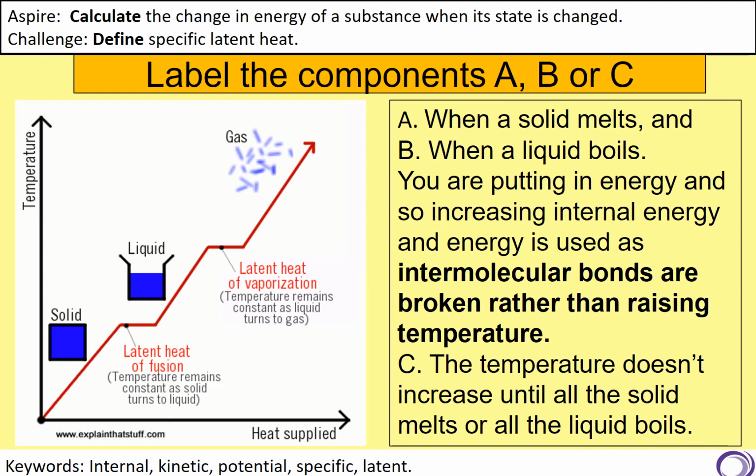So I'm going to help you out a little bit here with this graph. You've got that solid and it's increasing in temperature. Where that first flat line is, where it says latent heat of fusion, that should be labeled as A. And then the next bit, where it says latent heat of vaporization, that should be B. Then C, where it says the temperature doesn't increase until all the solid melts or all the liquid boils, is at those points as well.